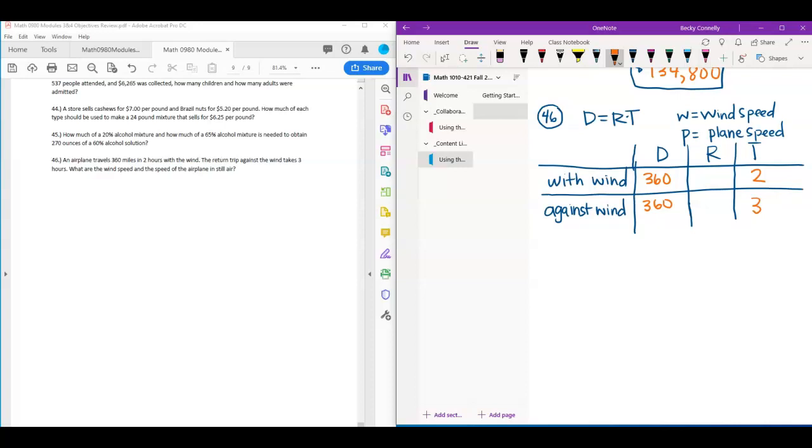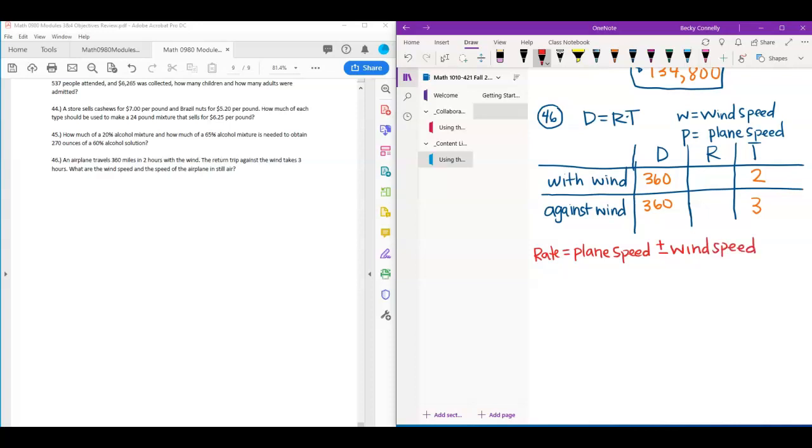Now, this is the tricky part right here with the rate. But I want to break down a couple of things for you here to hopefully make it a little bit easier to understand. So when I'm talking about rate, rate is made up of two things. It's made up of the wind speed and it's made up of the plane speed. So I'm just going to write down something like this. The plane speed plus or minus, whether we're going with the wind or against the wind, is going to determine whether we're adding or subtracting off the wind speed.